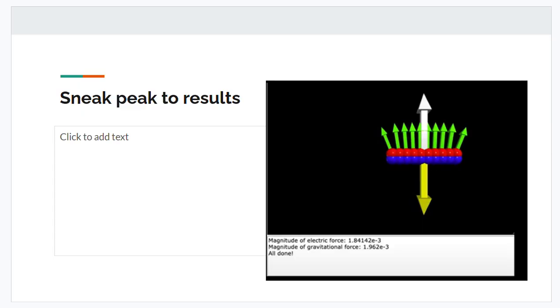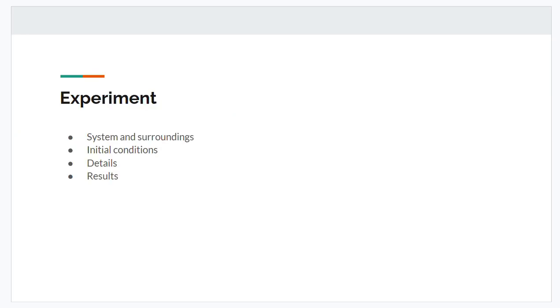So here's a little sneak peek at the results. You can see the red symbolizes the top tape, the blue represents the bottom tape, and then we have the electric force symbolized by the white line, and the yellow line symbolizes the force of gravity, and how they cancel out to be zero.